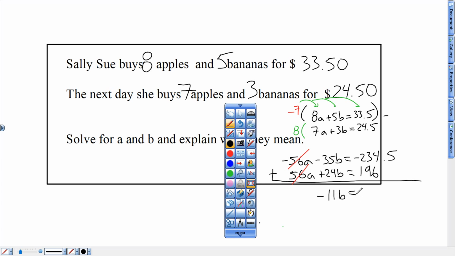-234.5 plus 196 gives me -38.5. When I divide by -11, hopefully it gives me a nice, neat number. Gives me 3.5.